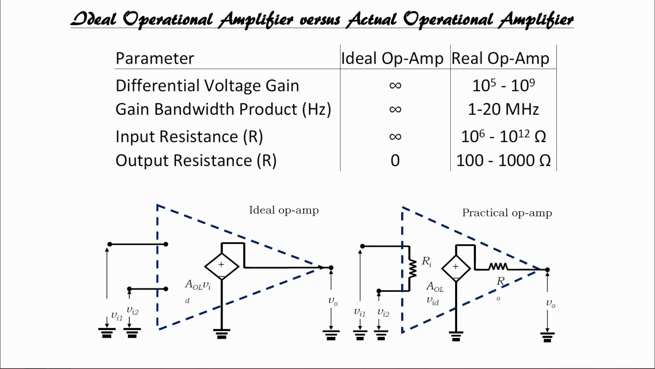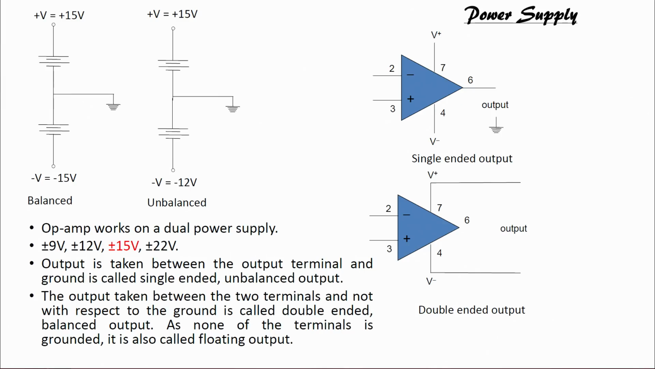We have seen the ideal versus real op amp, right. Real is nothing but actual or practical op amps, and we see that there is a difference in the parameters. Voltage gain is said to be infinite, actually it is about 10⁵ to 10⁹. Gain bandwidth product is said to be infinite, it is about 1 to 20 megahertz. Input resistance is infinite, in the actual case it is 10⁶ to 10¹² ohms, while output resistance is 0, in the real case it is about 100 to 1000 ohms.